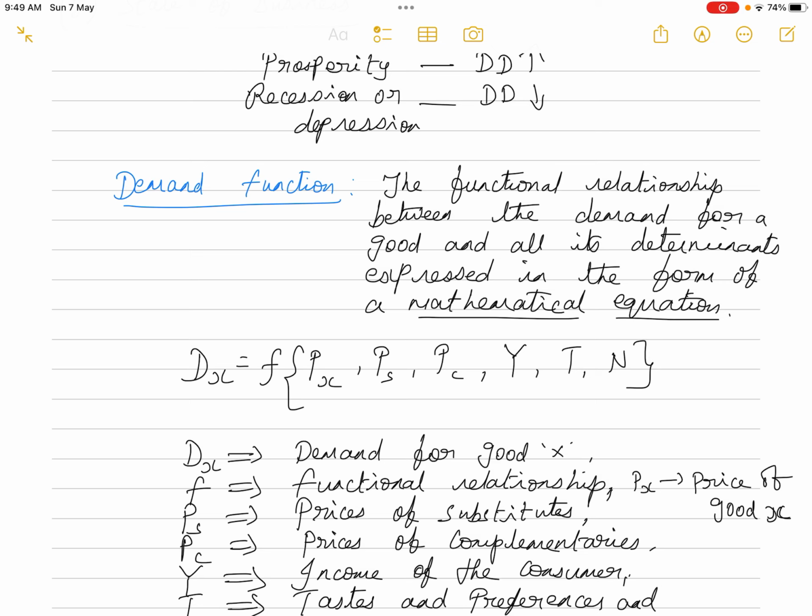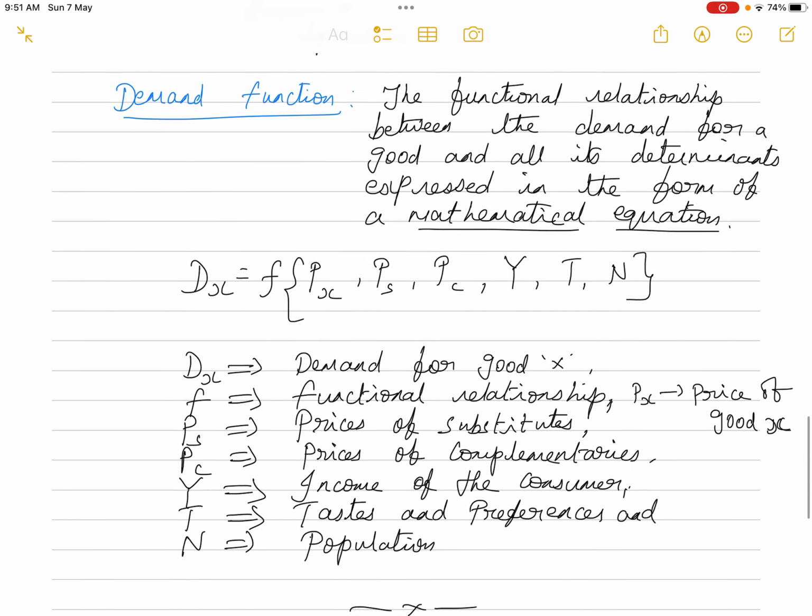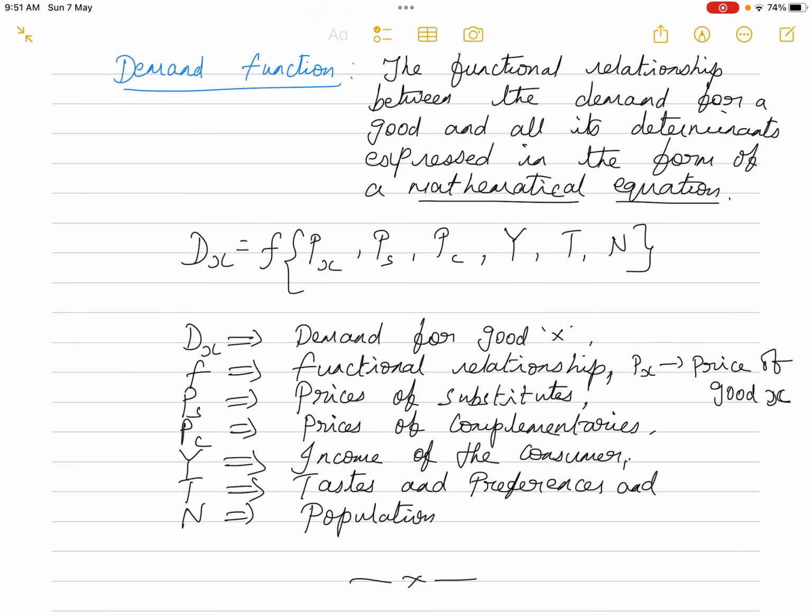So the relationship between the demand for a commodity and its determinants and its factors, if we are expressing it in the form of a mathematical equation, that is what is known as the demand function. So the functional relationship between the demand for a good and all its determinants expressed in the form of a mathematical equation. Okay, so that is what is known as the demand function. So this is the formula, this is the equation.